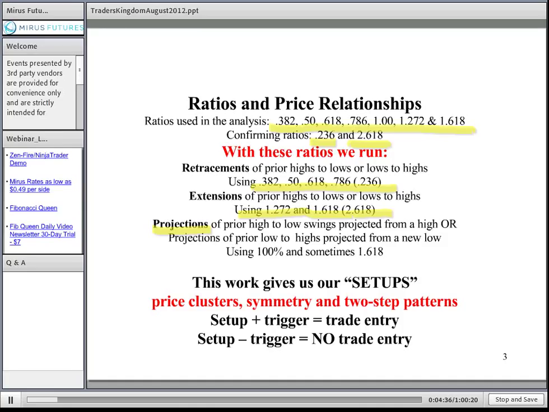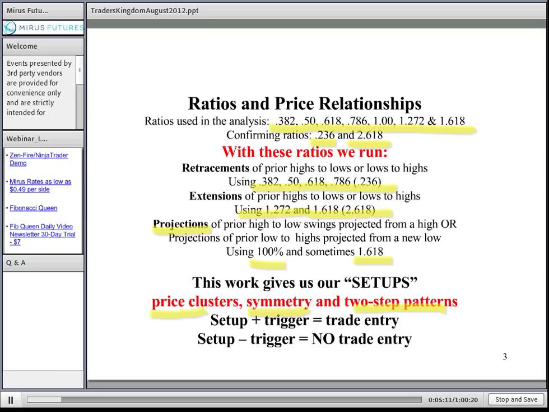So here, this is where I'm taking a prior high to low swing and projecting it from another high using 100% mostly and occasionally 1.618. Or I'm going to measure a prior low to high projected from a new low. All right, so basically, taking all of these price relationships on a particular chart will create the trade setups, either a price cluster setup, a symmetry setup, or a two-step pattern setup.